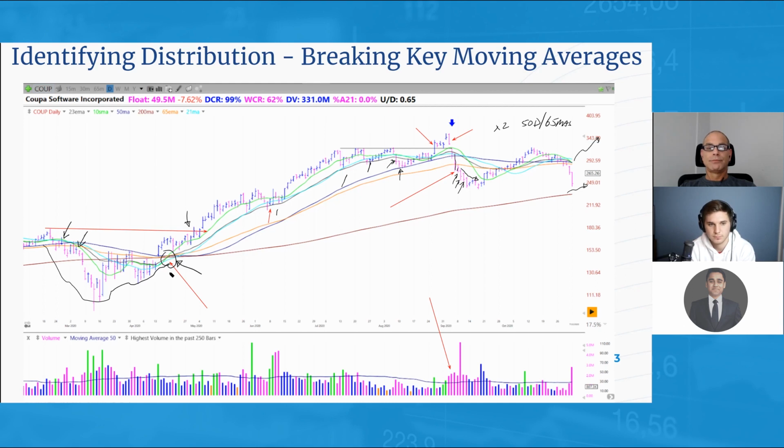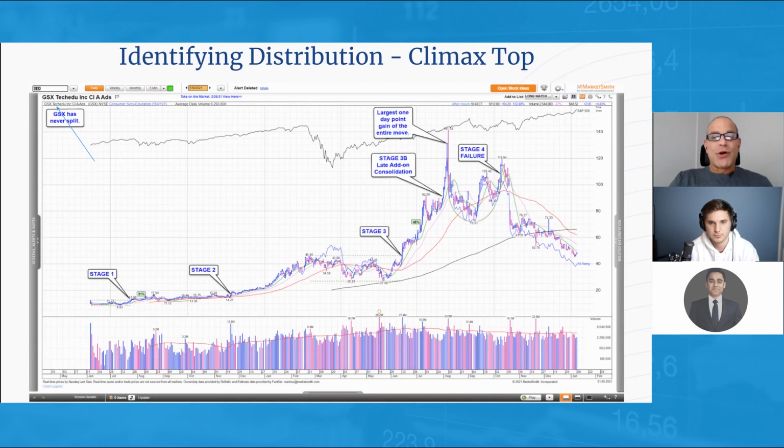And you sort of have to wait for the RS to show up, the KMA respect to show up, and this launching pad, which is the bunch up of the key moving averages, to show up so that you could maybe reposition into that stock. The exit points are when the key moving averages are broken and we see two closes below the 50 and the 65 EMA.